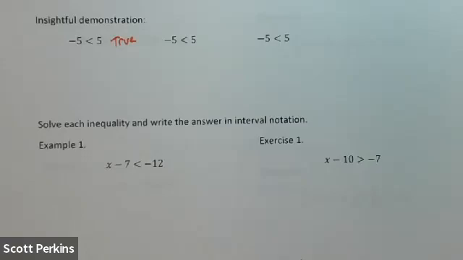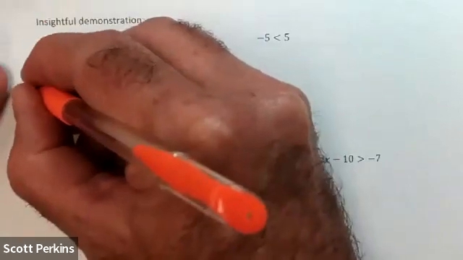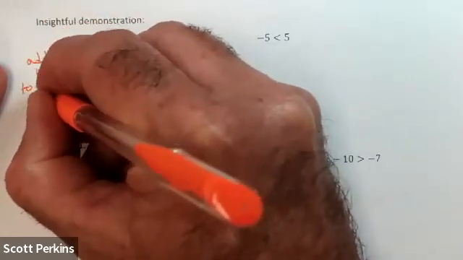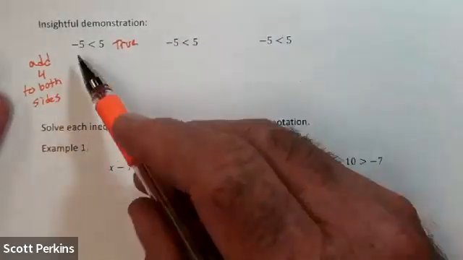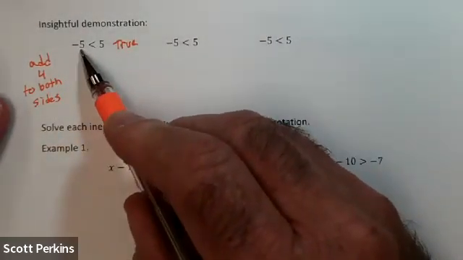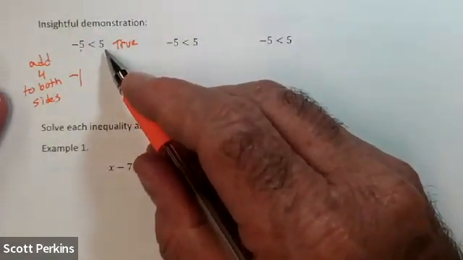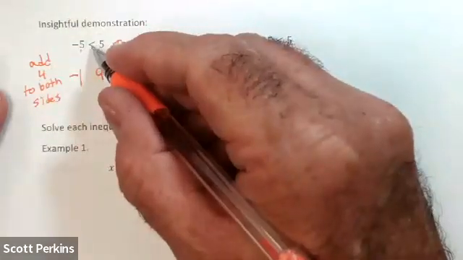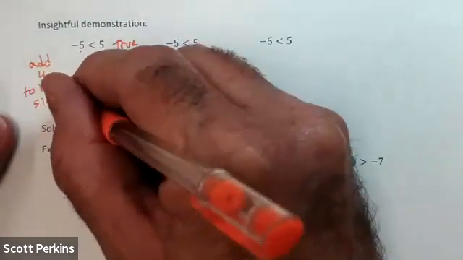So here's what I'm going to do the first time to this true statement. I'm going to add 4 to both sides. And what I want to know is when I add 4 to both sides, do I still have a true statement? Okay, so let's see. What do you get when you add 4 to -5? -1, okay. What do you get when you add 4 to 5? 9. So when I put that less than sign in, do I still have a true statement? Yes, okay, it's still true. Great.